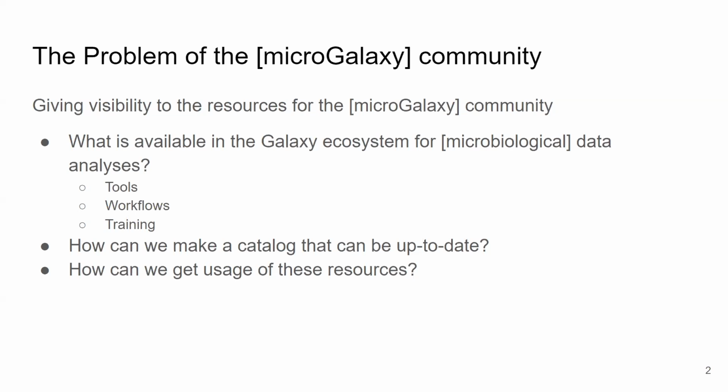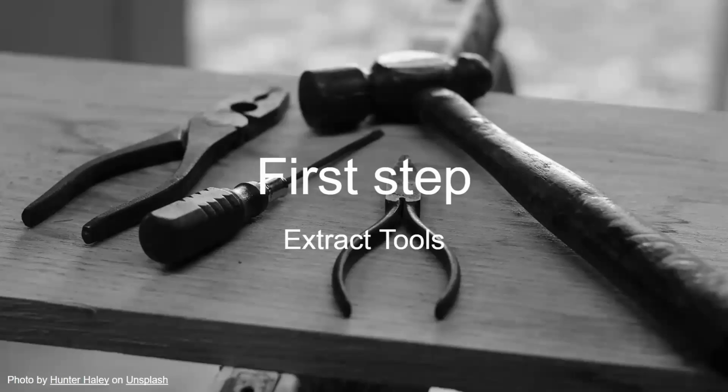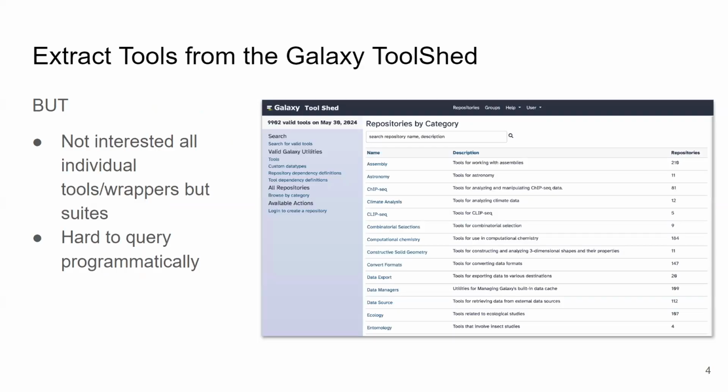So we wanted to create a sort of catalog that is easy to keep up to date and also to know how these resources are used over the different Galaxy servers. That was the main thing that started this project. The first thing we started with is how we can extract tools. What are the tools available within the Galaxy ecosystem? You probably know that we have the ToolShed. The only issue we had with the ToolShed is that it exposes all individual tools, all the wrappers. What we are interested in is not really all the individual tools, but more the tool suites together in one location.